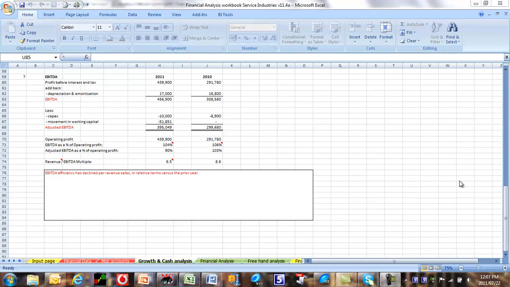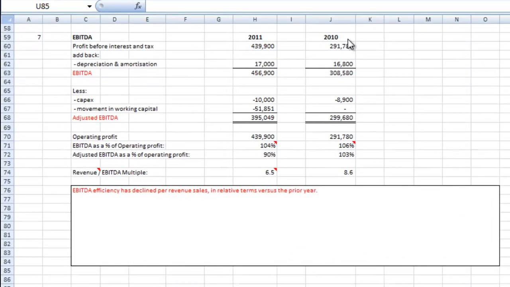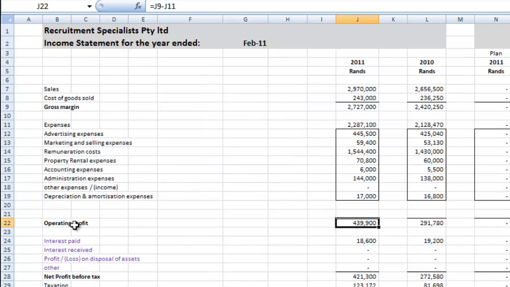Here we have in front of us the financial statements of an SME, small medium enterprise. So we have the two years here, 2011, 2010, and we have our calculation of EBITDA. How do we start? We start with profit before interest and tax. Where do we get that number from? Hopefully by now you all know you get it from the income statement. So if I go to the income statement, I find it here. Operating profit happens to be the same thing as profits before interest costs and taxation.